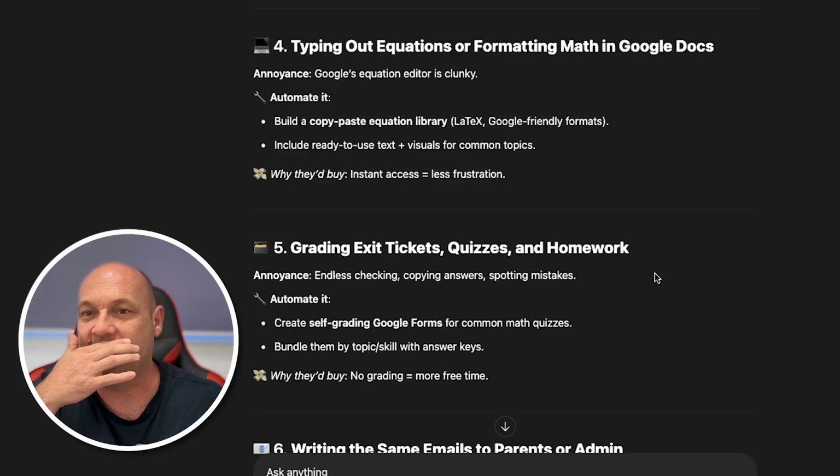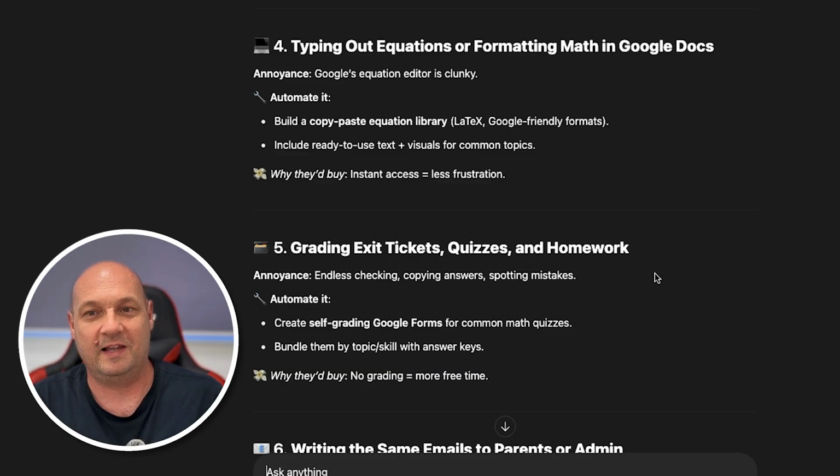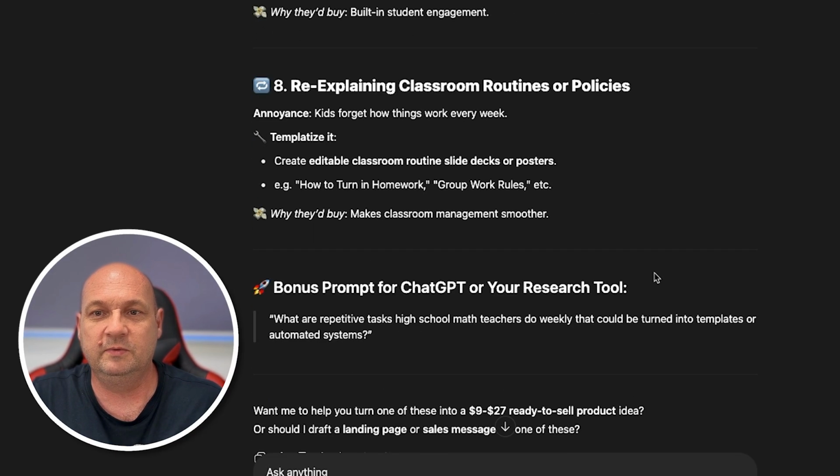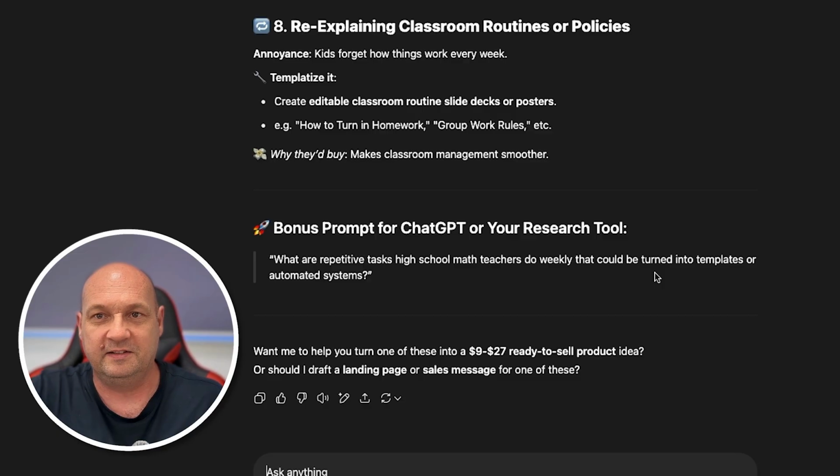Yeah, I understand. The equation editor is clunky. So how do you automate it? You can build a copy-paste equation library using LaTeX, Google-friendly formats, include ready-to-use text plus visuals for common topics, and so on. So we got like eight ideas here.